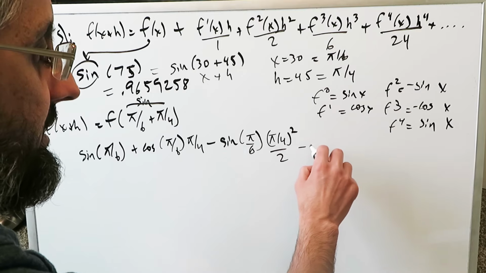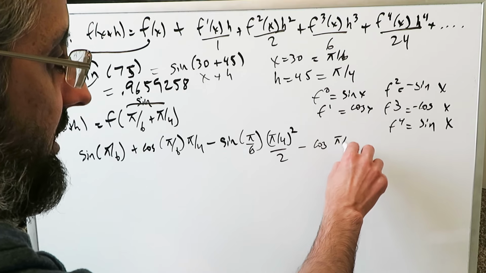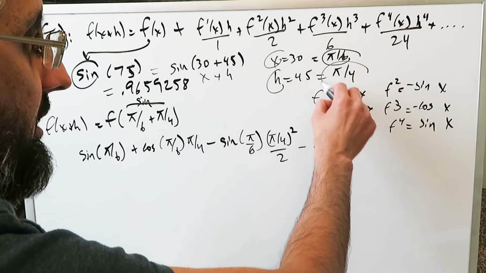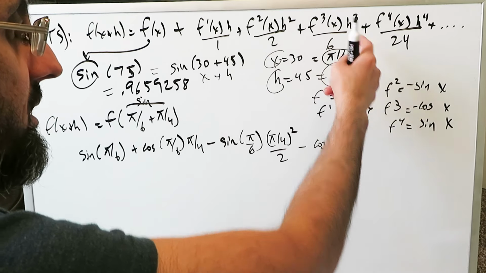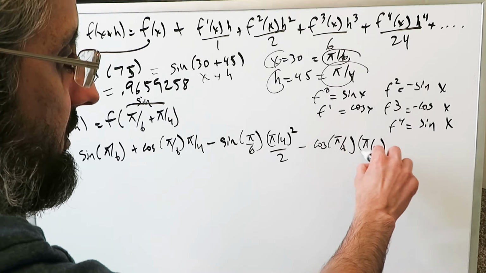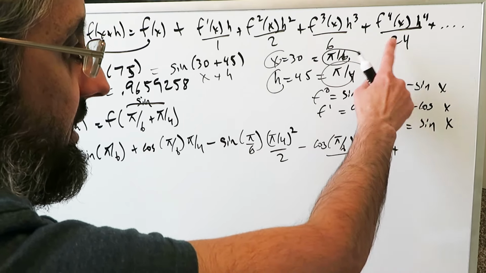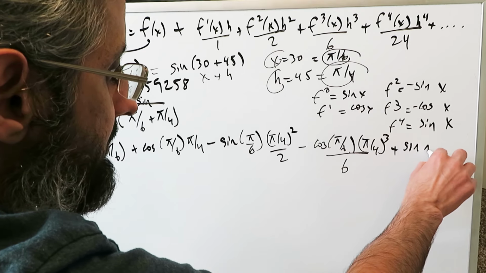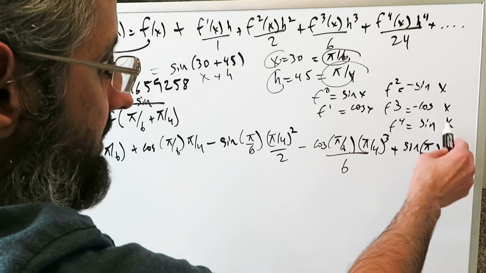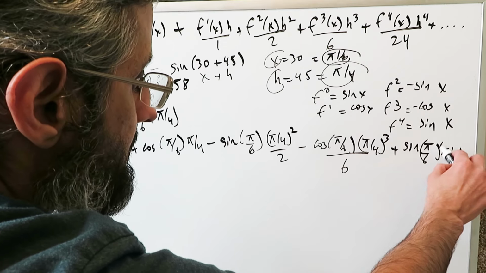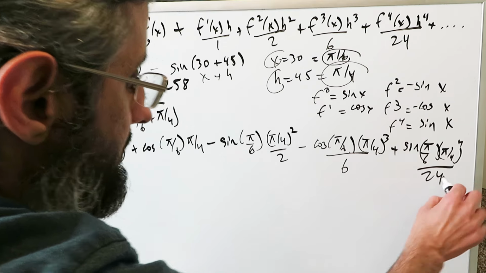This next item is a minus cosine of x, which is pi over 6. Again, x is always pi over 6, h is always pi over 4, but here I have a cube. It'll be pi over 4 cubed over 6. And let's do the last item. It's a positive sine of pi over 6. Then you have h to the 4, which is pi over 4 to the power of 4 divided by 24. You have to compute this.